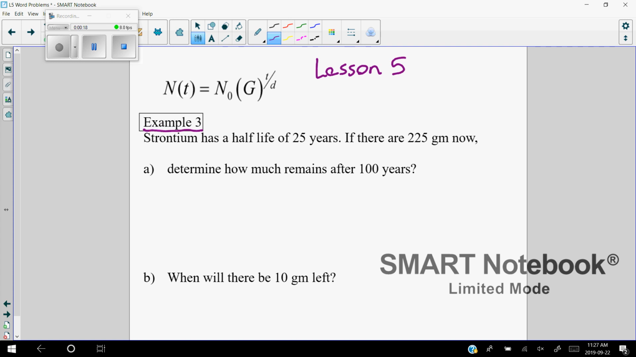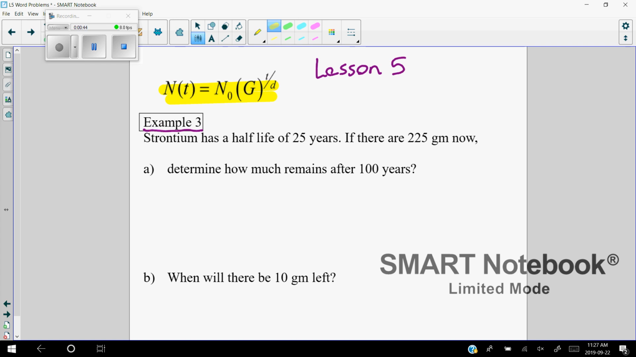It says strontium has a half-life of 25 years. If there are 225 gm now, how much will remain after 100 years? So we're given a couple pieces of information in this problem that are very important to solving the question. So given our general formula that's listed right here, we can place a few things in.